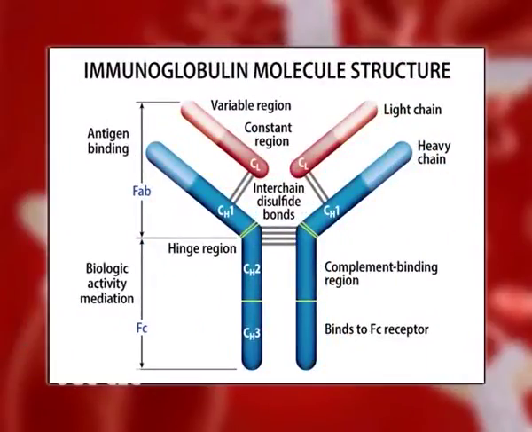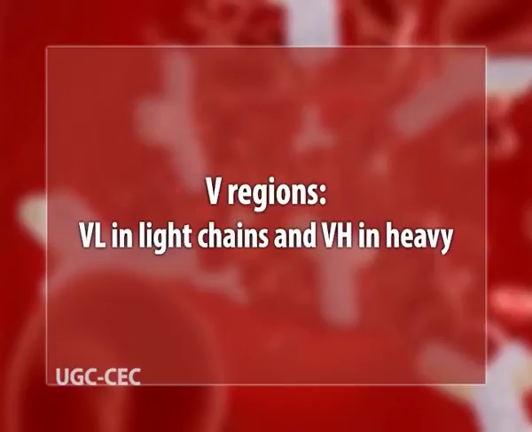Each light chain is bound to a heavy chain by a disulfide bond and by such non-covalent interactions as salt linkages, hydrogen bonds and hydrophobic bonds to form a heterodimer. The first 110 or so amino acids of the amino terminal region of a light or heavy chain vary greatly among antibodies of different specificity. These segments of highly variable sequence are called V regions, VL in light chains and VH in heavy chains.